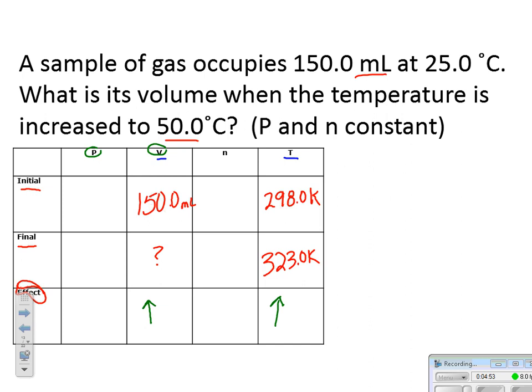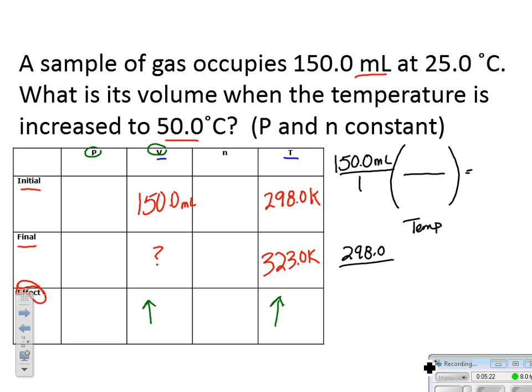So what we're going to do is take our original volume, 150 milliliters, and we're going to multiply it by a fraction of the temperature. So this is going to be a temperature fraction. And we're going to make a fraction of these two temperatures such that it results in a larger volume. So if you consider the two fractions we could use, 298.0 over 323.0, or we could use the fraction 323.0 over 298.0.